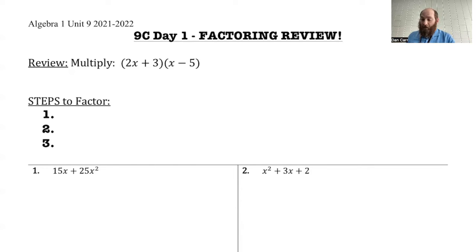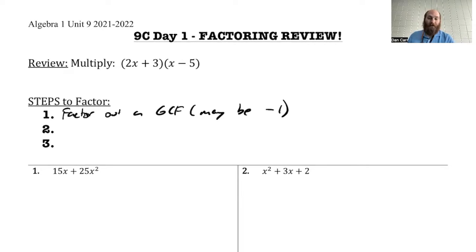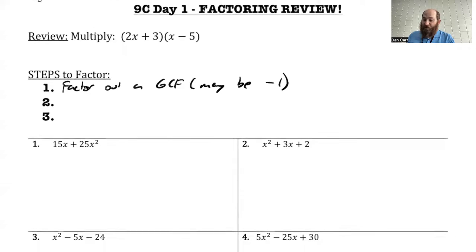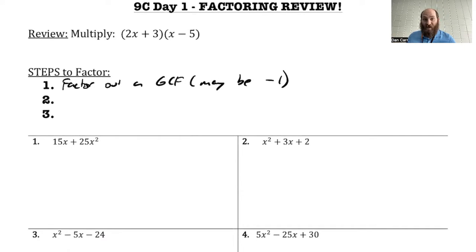Steps to factoring. The only thing that's really important is factor out a GCF. And sometimes that GCF may be -1. We always want to deal with a positive x squared term. That's going to make things a lot easier. So factor out the GCF is the first step. After that, it's just a matter of either guessing and checking or a step-by-step process.